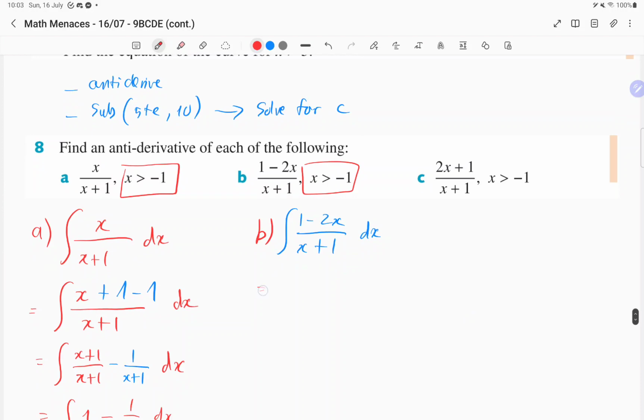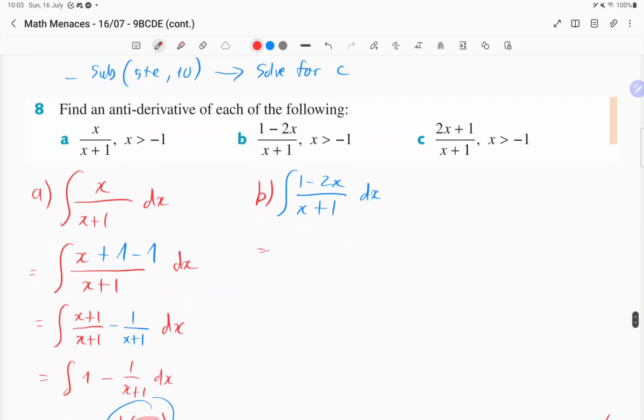All right, that's the purpose of the explicit domain that they give there. But how do we antiderive this using the same idea as question A? It's the same idea.